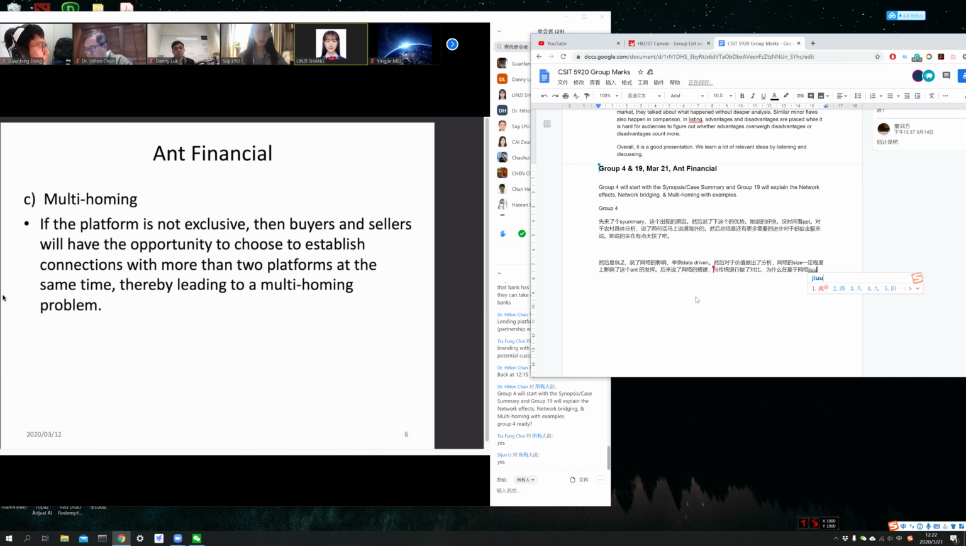The next term is multi-homing. It means that if the platform is not exclusive, then buyers and sellers will have the opportunity to establish connections with more than two platforms at the same time, thereby leading to a multi-homing problem. For example, WeChat Pay provides a payment service similar to Alipay. So users can choose to use WeChat Pay or Alipay, so the stickiness of a product for customers will be lower.